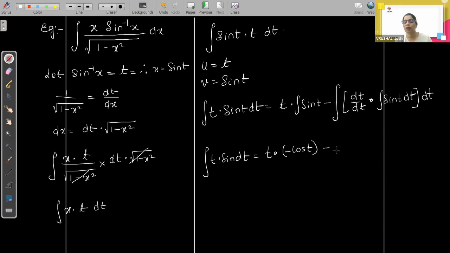Correct. Minus, look here, what will you get? Into this is going to be 1 into integration of sin t dt. What is integration of sin t dt? That's going to give you minus cos t. Correct. Minus cos t dt. Now if we take this minus outside, what will remain inside? This will give you minus t cos t, minus, this will become plus. Integration of cos t will be sin t. Correct. Are you getting it?